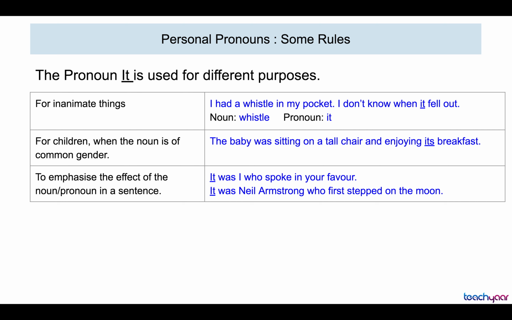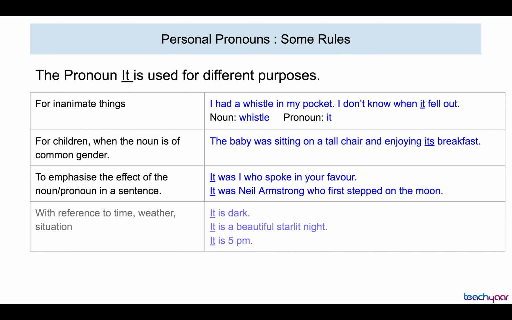It was Neil Armstrong who first stepped on the moon. You can just say Neil Armstrong first stepped on the moon. But then to give more emphasis, we say it was Neil Armstrong who first stepped on the moon. So this is again a situation where you use the pronoun it.